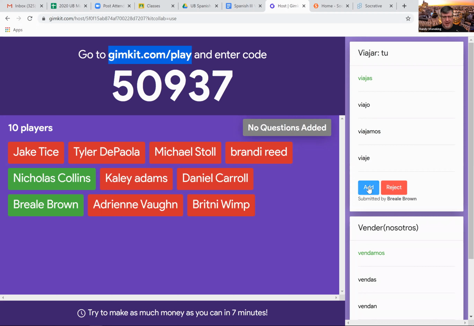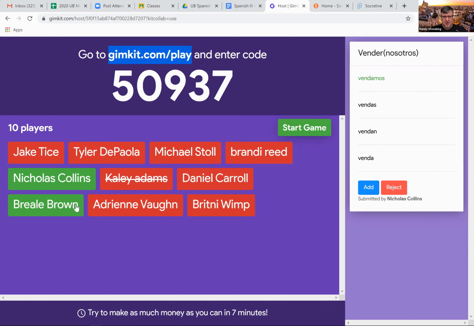So now I click add, and you notice that over here, then Brielle's name has turned green. That means she's submitted one. When you get a second one, the definition one, you'll have a little two over there on your name. So vender nosotros, that's submitted by Nick. That looks like that's good. Nick's good.